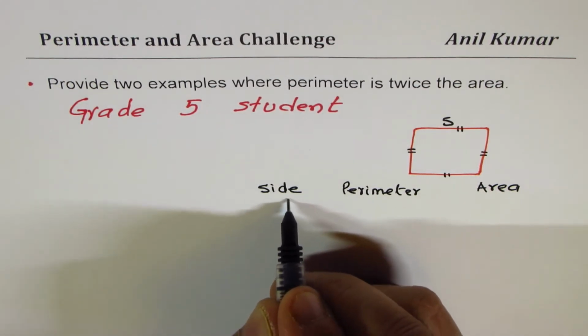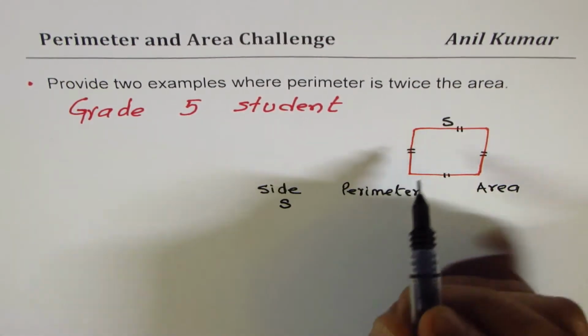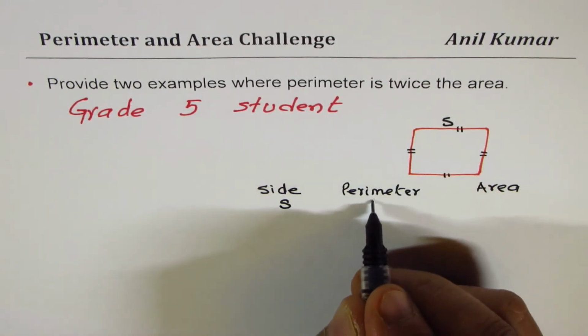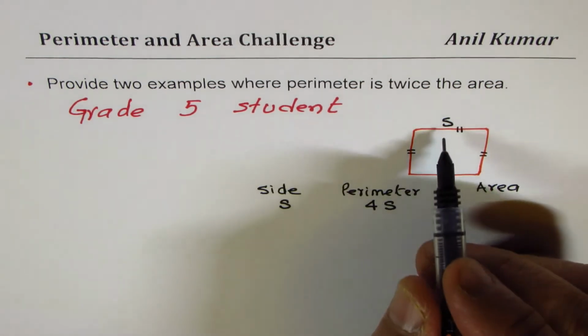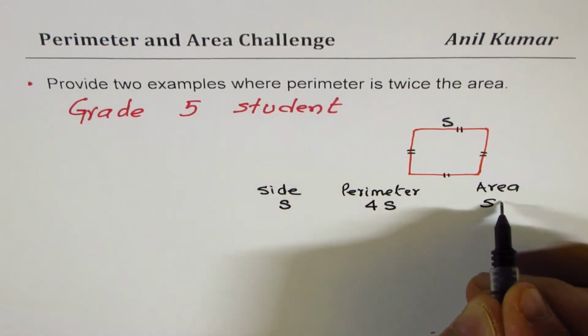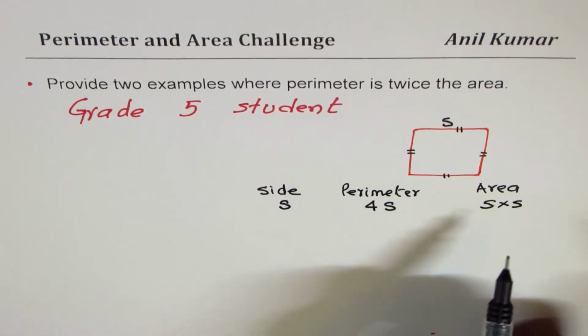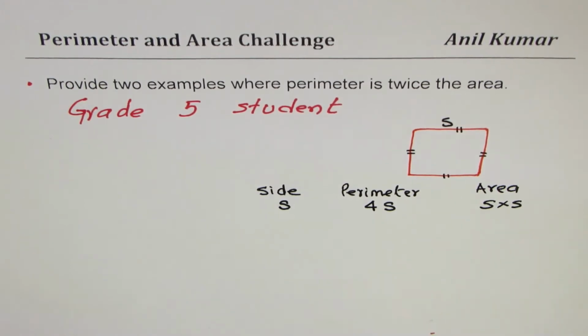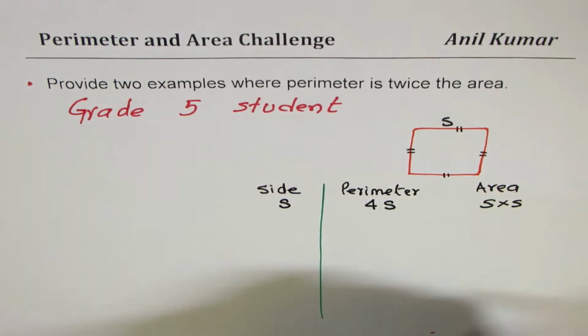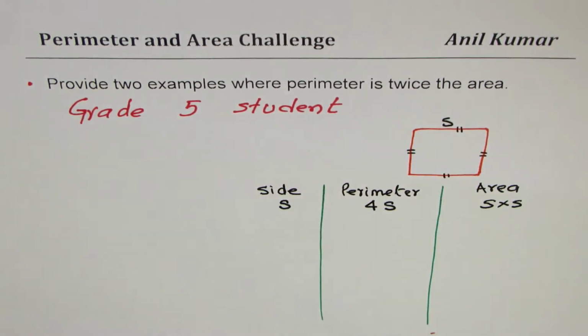So side length, if it is S, perimeter will be, there are 4 equal sides, so it will be 4 times S, we'll write 4S, and the area will be side times side. Grade 5 students probably don't know S square, right? Okay, I'm assuming that. She might know it. Now let's make a table and fill up the values and check for what value we get twice perimeter than area.